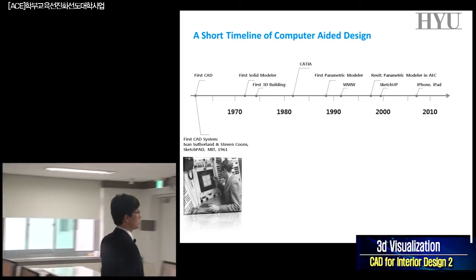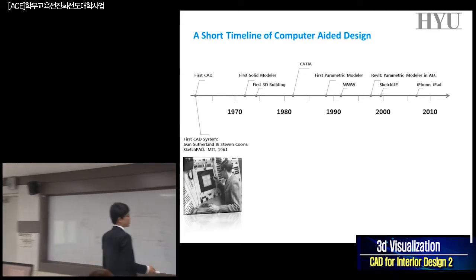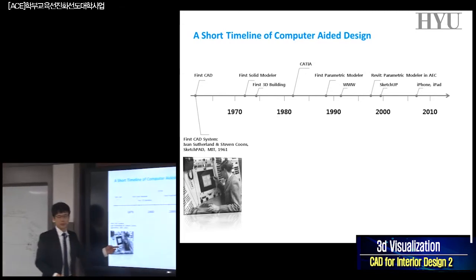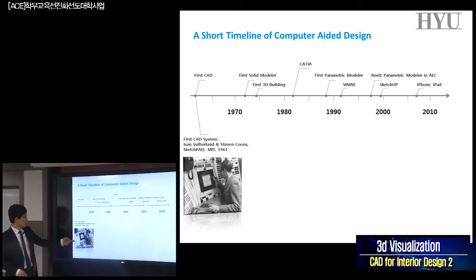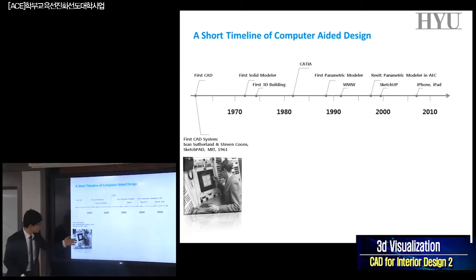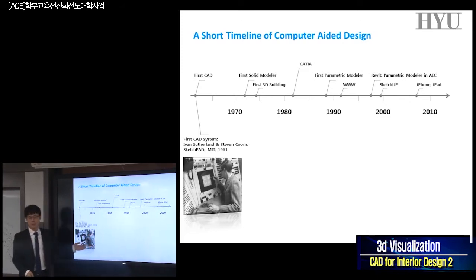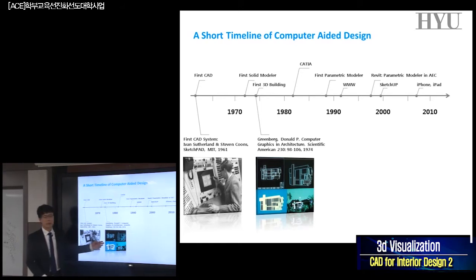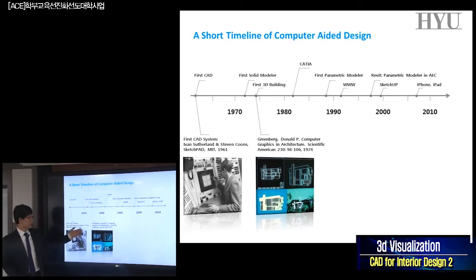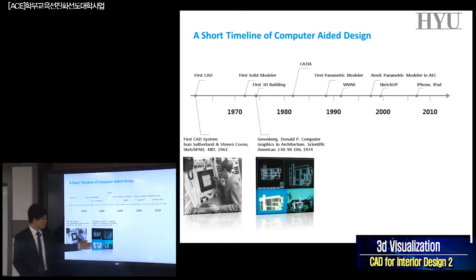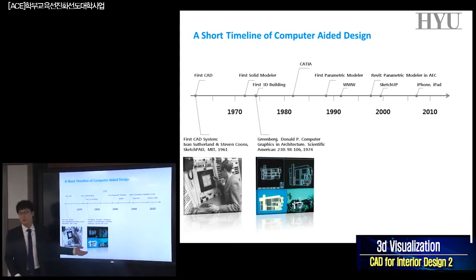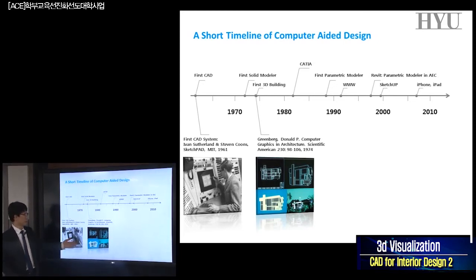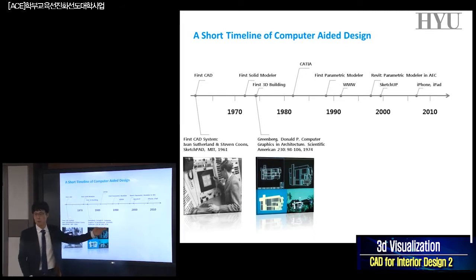Ivan Sutherland and Stephen Kunz. The name for this is Sketchpad. But it looks like iPad, and the name is something similar. And this is the first 3D building model modeled by computers. This one looks like a 3D Max screen, an earlier version of 3D Max. But this one is a screen capture from 1974.